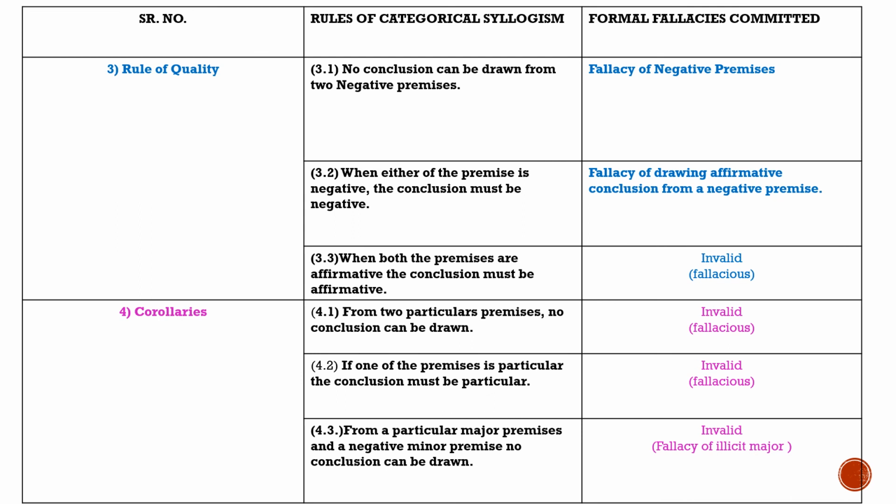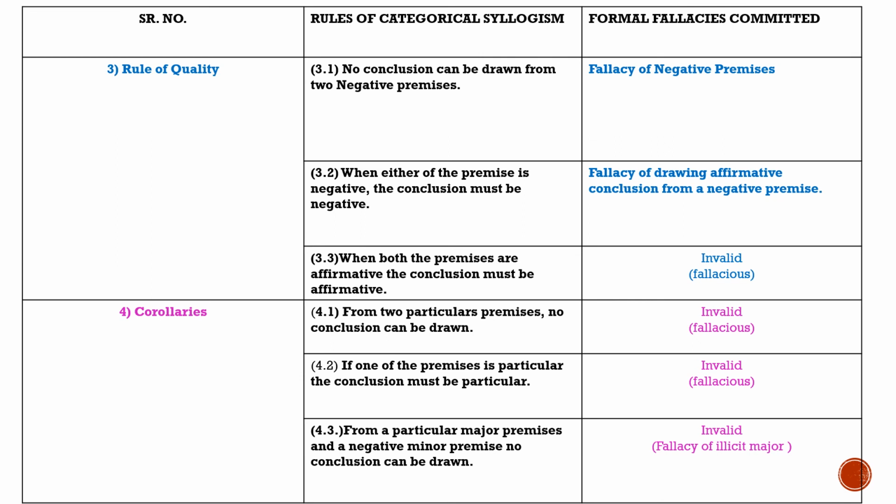Then we have the corollaries, that is, the rules which follow from the above rules. First is, from two particular premises, no conclusion can be drawn. When this rule is violated, then we commit the fallacy and the argument becomes invalid. The second is that if one of the premises is particular, then the conclusion must be particular. If this rule is violated, again the argument will be invalid and will commit the fallacy.